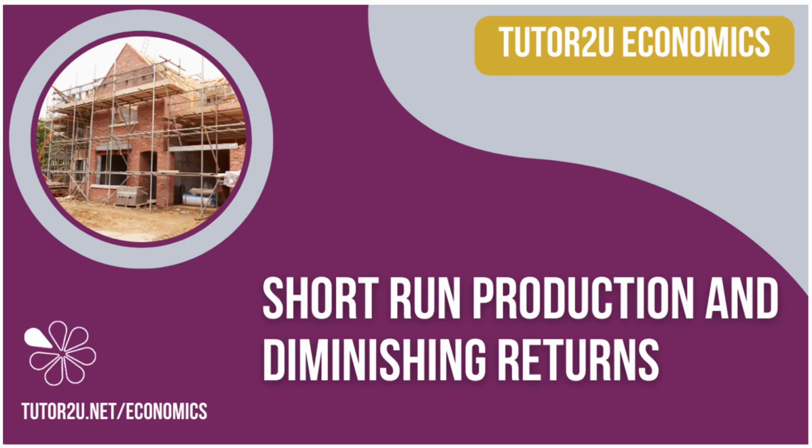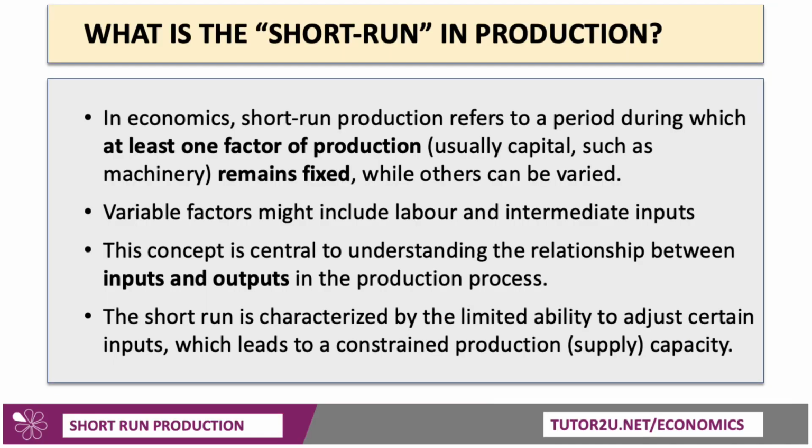In this video, we're going to take a look at short-run production and diminishing returns. So in economics, we have a time period called the short run, which is a time period where there's at least one fixed factor of production. That's normally capital, machinery, plant and equipment, and so on. It could be land, but at least one factor input is fixed, whilst others can be varied. And those variable factors might include labour and intermediate inputs, such as components, raw materials and energy.